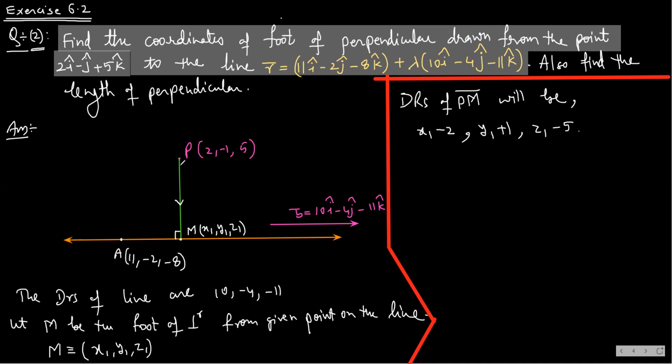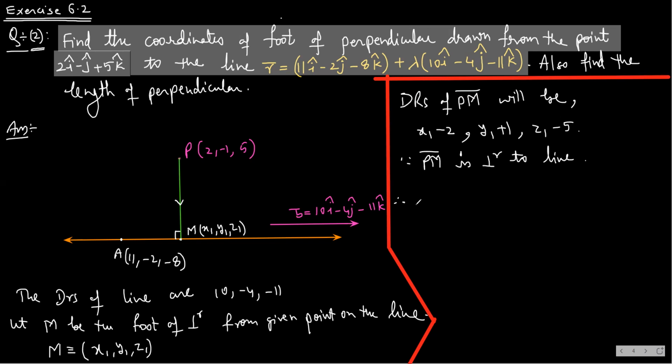So this is DRS of PM. Now what I notice ahead is PM bar is perpendicular to the line. Definitely yes. I'll write here, since PM bar is perpendicular to line, therefore, now students, if two lines are perpendicular, the sum of the product of corresponding DRS will be equal to 0. You know that. So see, the DRS of line are 10, minus 4, minus 11, DRS of PM are x1 minus 2, y1 plus 1, and z1 minus 5. So what will happen here?